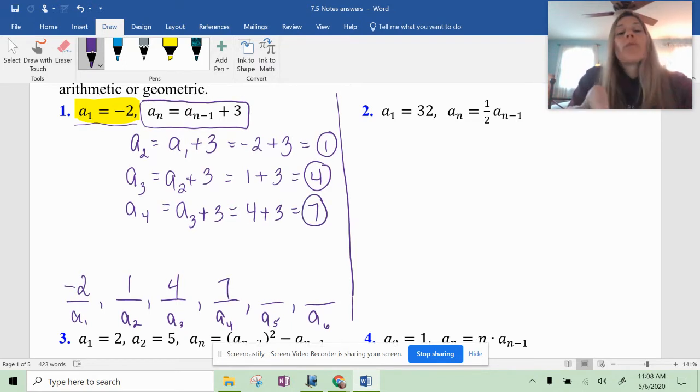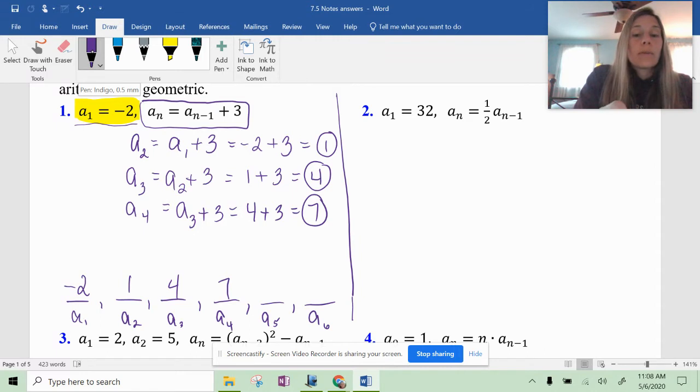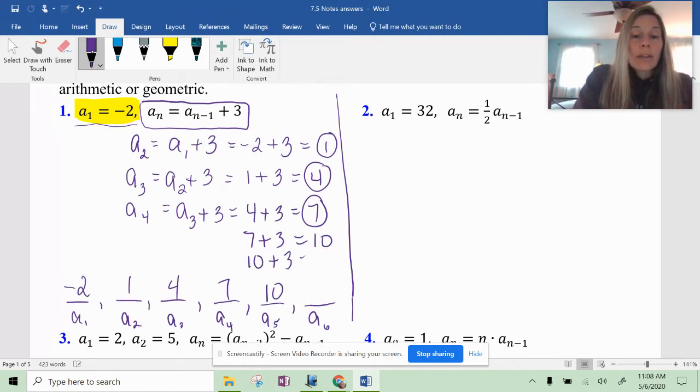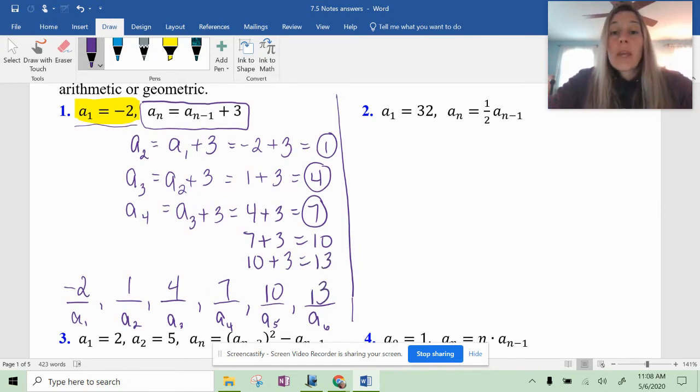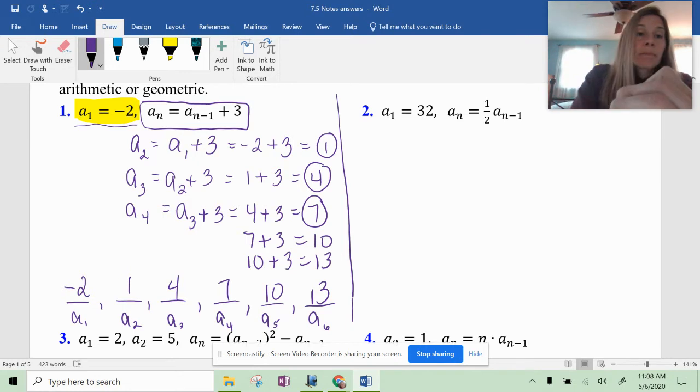And then at this point, you can probably just figure out, oh, I see what I'm doing now. I'm going to take the answer I just got from the last one, which was 7, add 3, and then I would get 10. And then I'm going to take that answer of 10 and add 3, and I'm going to get 13. And that's how a recursive rule works.